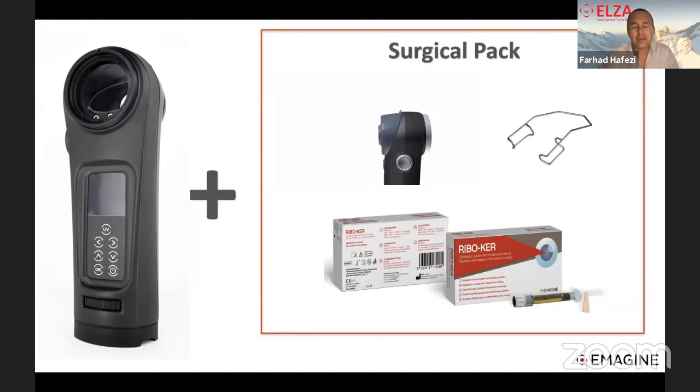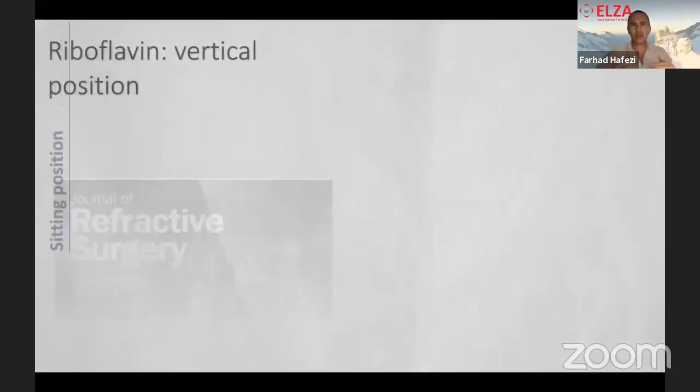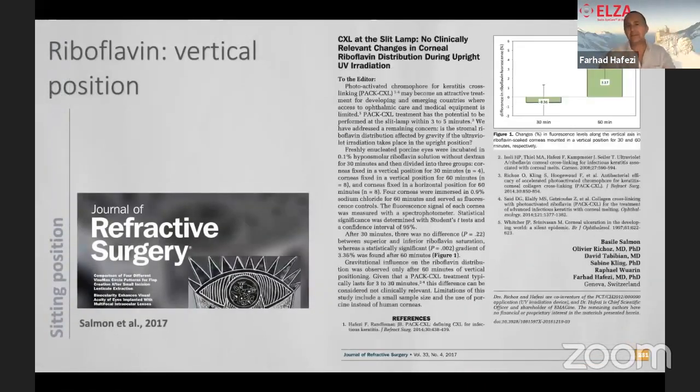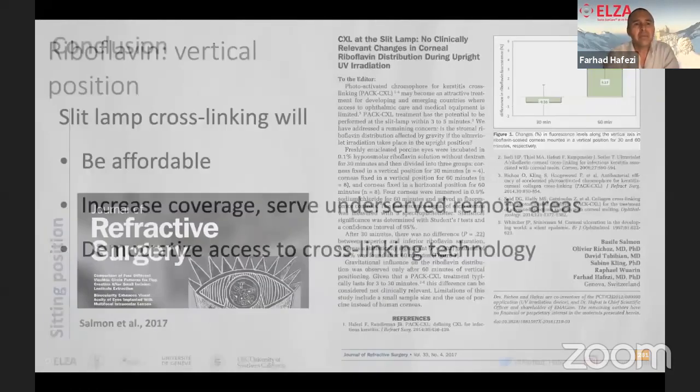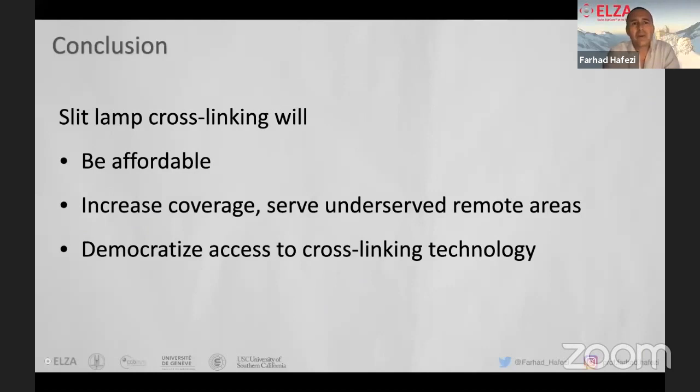One question we get a lot is, isn't there a problem with riboflavin distribution because patients are sitting? This was easy to check. We checked on this and we published this some years ago. Short answer, no. You have 1 hour of time in the vertical position before you can measure any changes in riboflavin concentration.